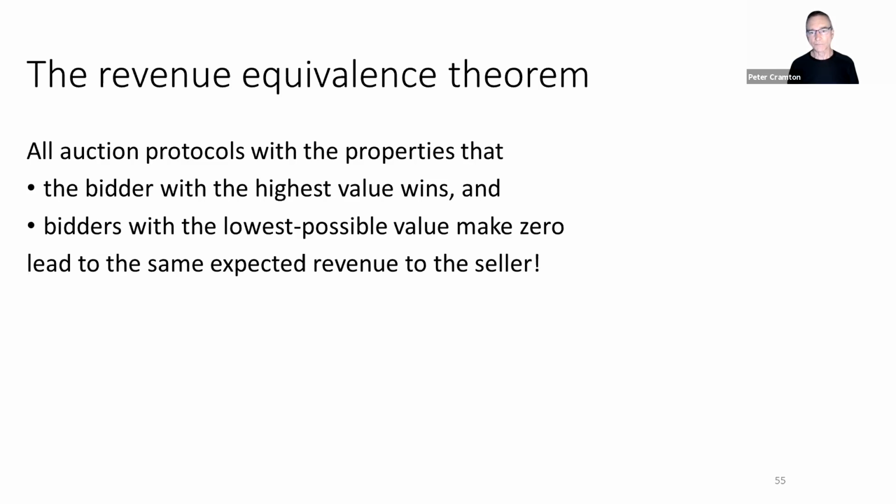And that's the famous revenue equivalence theorem. All the standard auction protocols, in fact, any protocol in which the highest valuer wins, and the bidders with the lowest possible value make zero, lead to the same expected revenue for the seller. And that's true of all the standard auction forms in the simplest case. And so they all yield the same revenues.